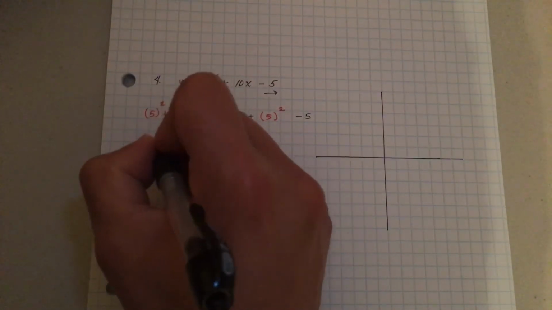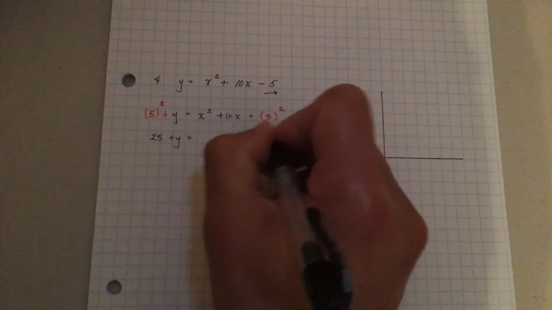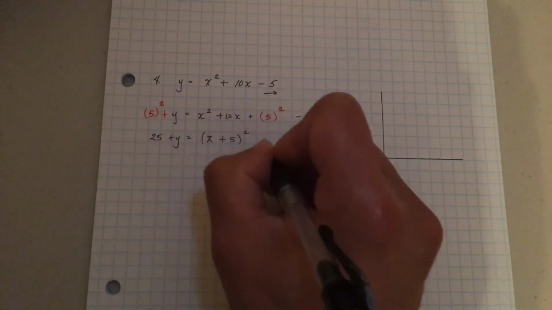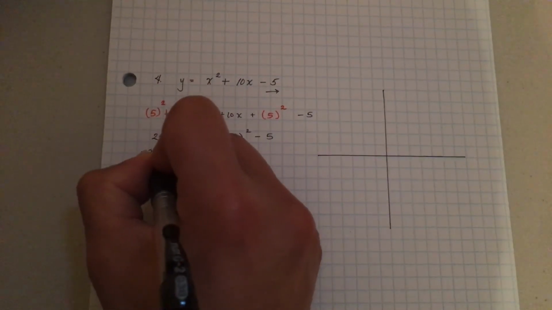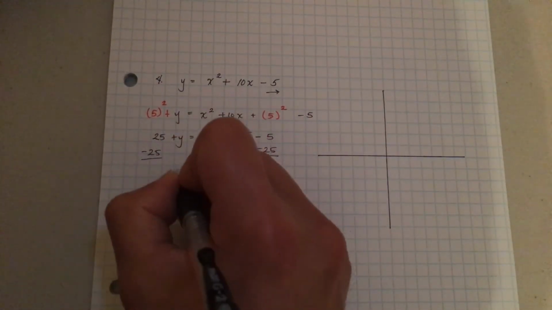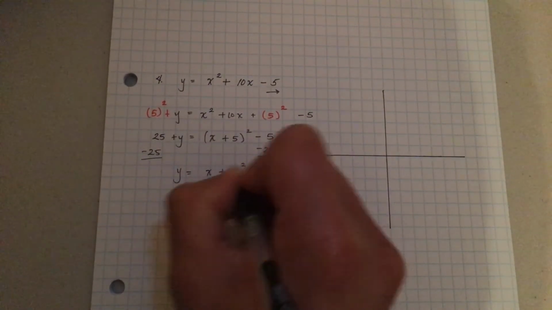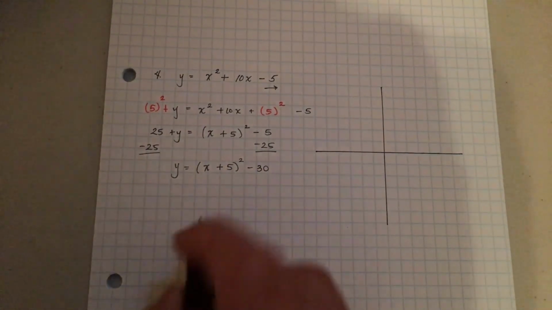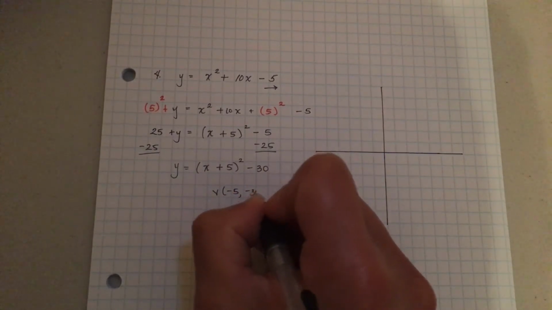Okay, so now we have 5 squared is 25. This guy factors out into x plus 5, and then we're going to square that. Minus 5. Good, now this last thing, subtract 25 on both sides. Minus 25. That simplifies out, so now we have y equals x plus 5, we're going to square that, minus 30. Cool. So now I have my vertex. My vertex is negative 5, comma, negative 30.